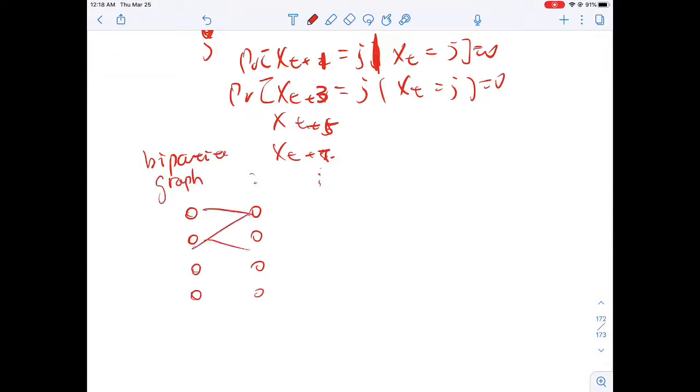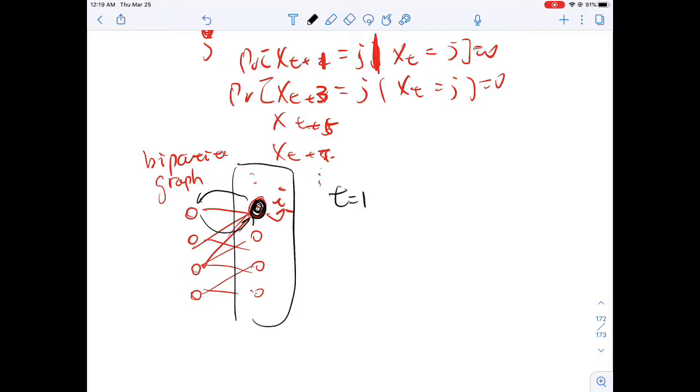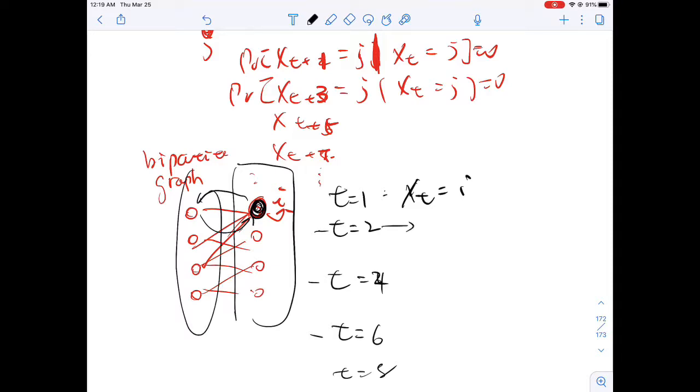In the bipartite graph, we have this kind of graph. Let me just look at this node and call it i. In order for me to return to i, I have to jump to the left and jump back to the right. So if, when t equal to 1, X_t equal to i, that basically means that in the even steps, if I look at 2, 4, 6, and 8, our active state, the random walk, will be on the right hand side.